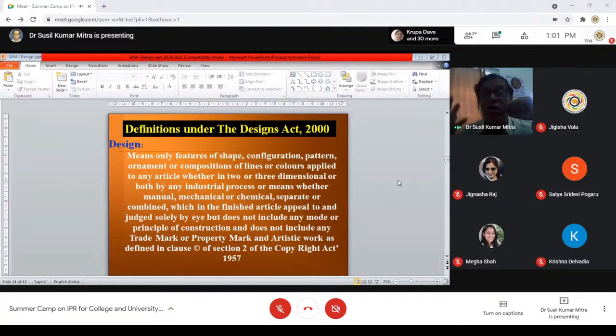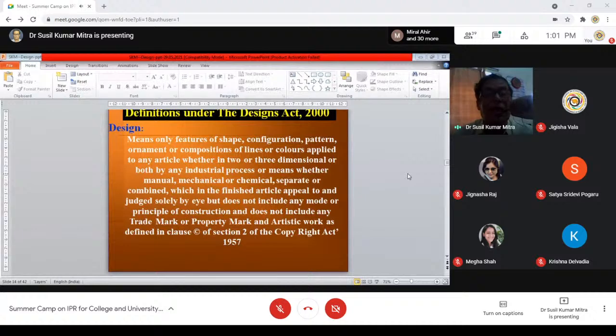So design is only the feature applied to the article, two-dimensional or three-dimensional, and that should be solely judged by the eye, and should appeal to the eye. That is the consideration for registration of the design.